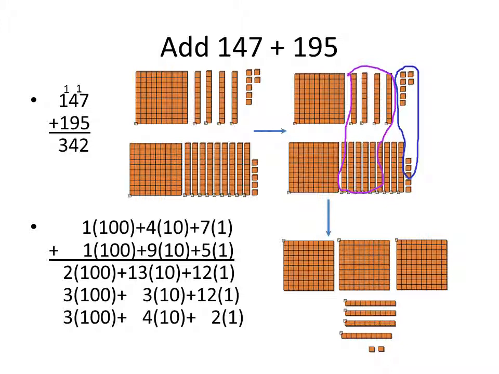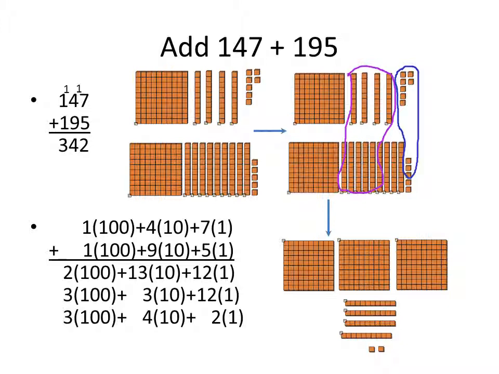If we were to do this with base 10 blocks, we would have 147 displayed and 195 displayed. We would then have to regroup 10 of our 1s together to form a 10, and 10 of our 10s together to form a 100. And that would result in 342, just the same, but displayed visually.